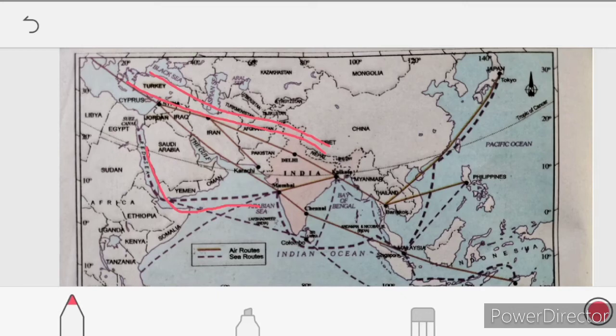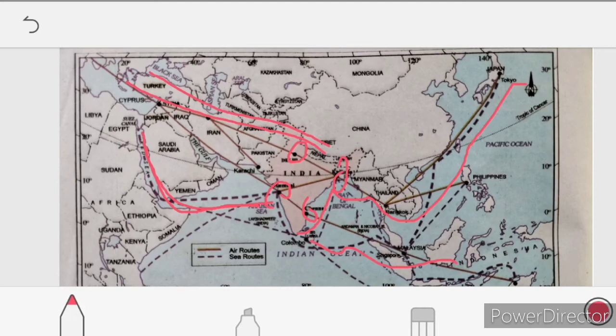It means that by aeroplanes we go from India to other countries for trading and commerce, and with the dotted line, the sea route, we also go from our country to another country for trade and commerce. Now we see here the four main centers in India: Delhi, Mumbai, Kolkata and Chennai.